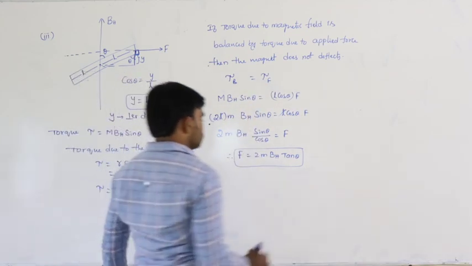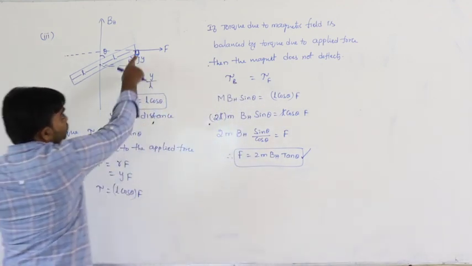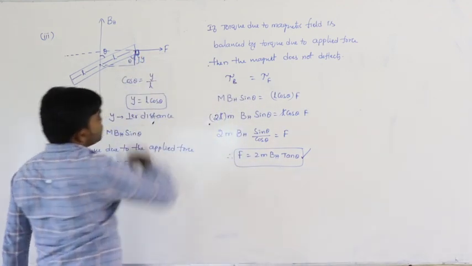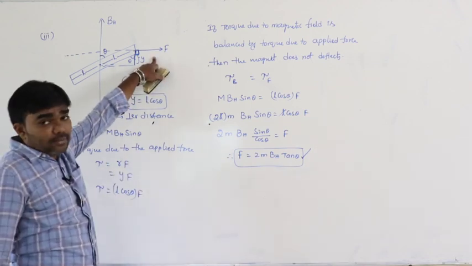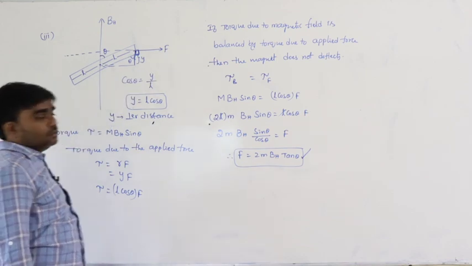Then the value of the force to be applied is 2mBH tan theta. The force must be applied along the horizontal direction. That is important. Next.